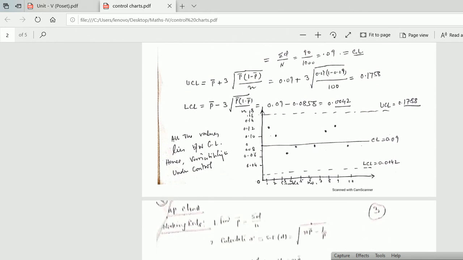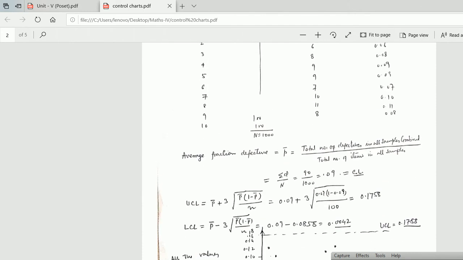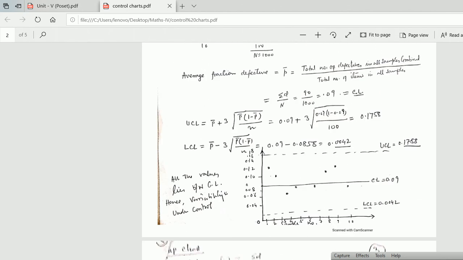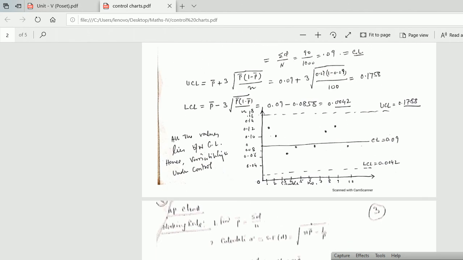How will you write? For sample 1 this is 0.12. Where is 1? Here. See, this is 1 above, in front of 0.12. In this way you have drawn these two limits.